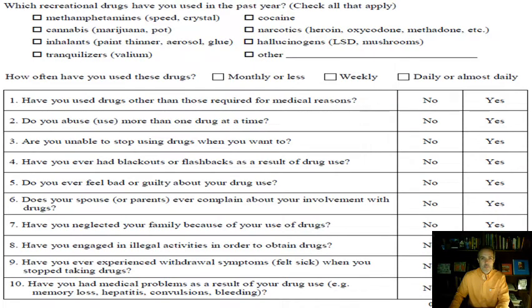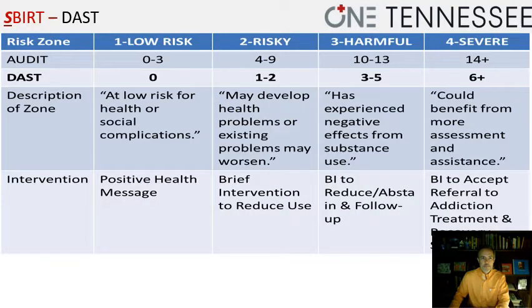And looking at the DAST categories, much like with the AUDIT, the majority of your patients are going to be low risk and have a score of 0. Then roughly 20% may be in that risky category, level 2, and score a 1 to 2 or answer yes on 1 to 2 of the questions on the 10 question survey. Then you've got 3 to 5 and 6 plus for the harmful and severe. And again, level 3 may benefit from a brief intervention, but if they're 6 plus or in that severe category, you would typically want to jump straight to preparing them for a referral for treatment.